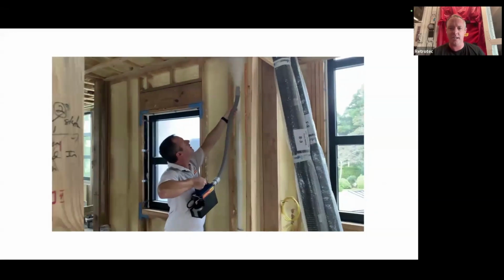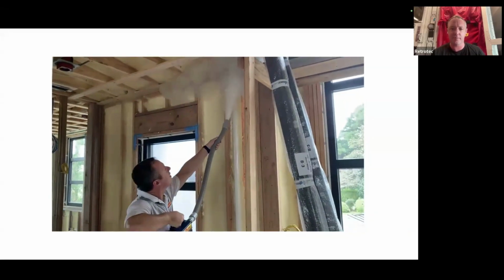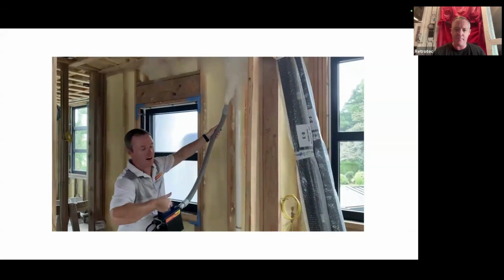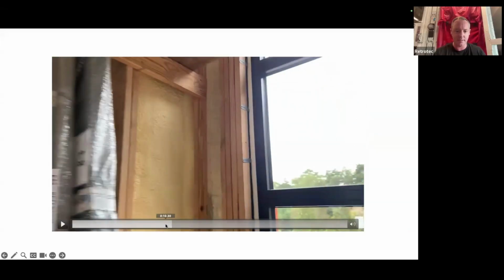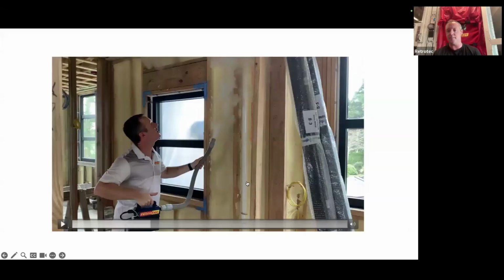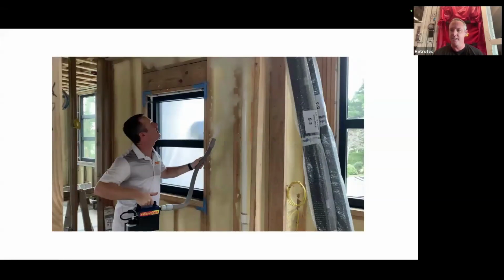So we're pushing on it. We're about positive 50 pascals here. That pipe that you see, let's back up here. That white pipe, that PVC pipe, that is actually a gutter. So this house has interior gutters.